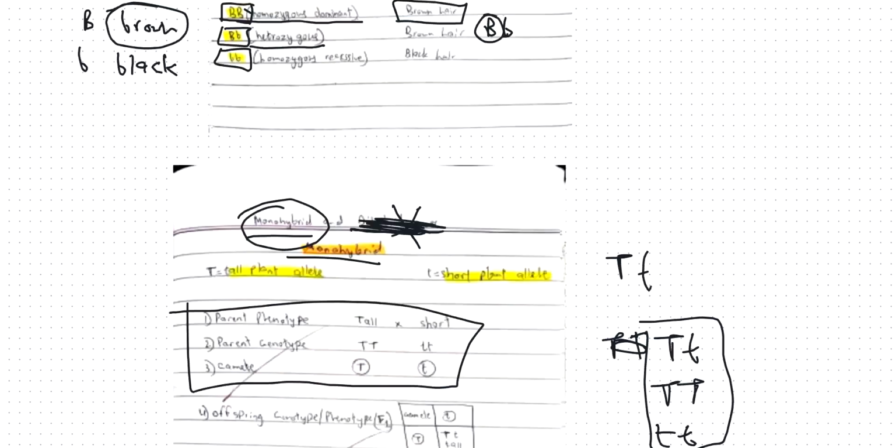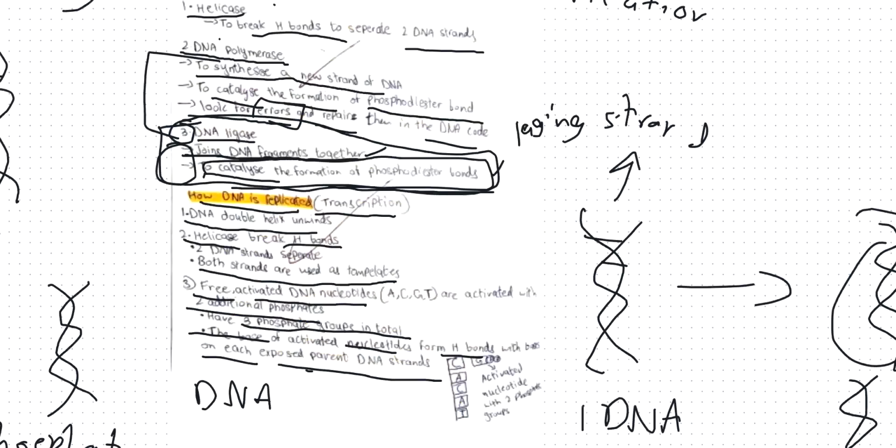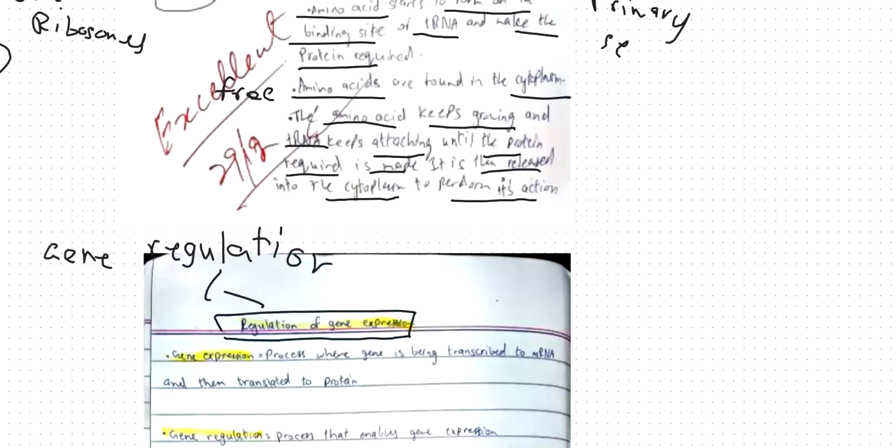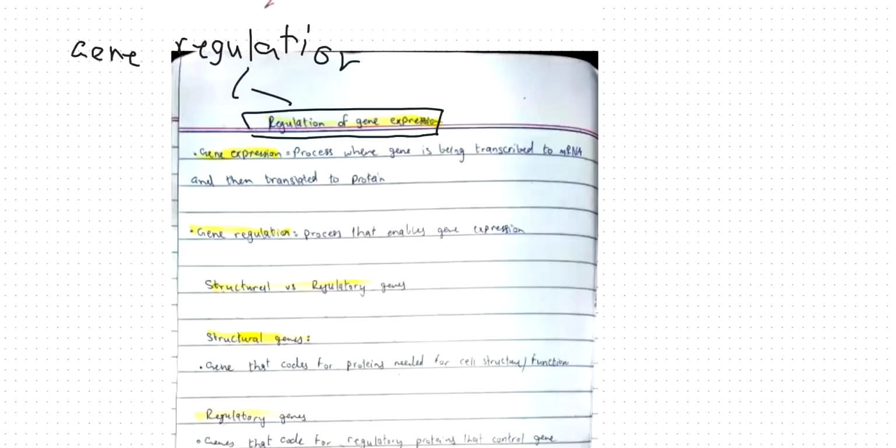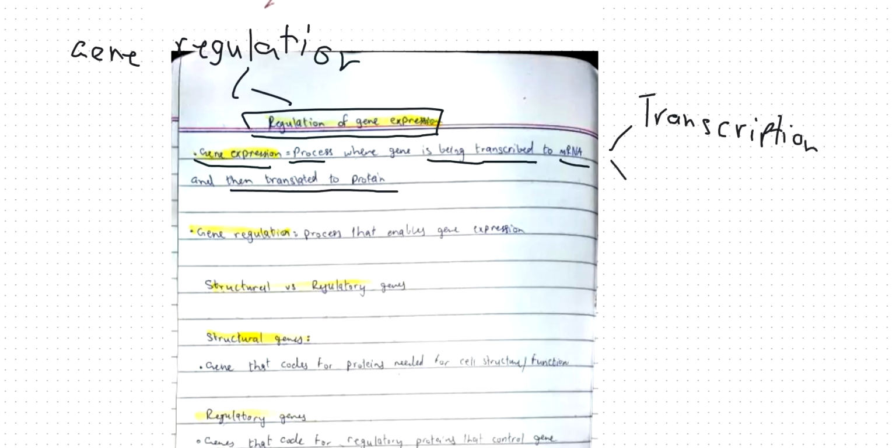So this was me doing all of the stuff earlier. So today we'll focus on gene regulation. What is gene expression? We did gene expression in the last class. Gene expression is the process where a gene is being transcribed to mRNA and then translated to protein. So gene expression is transcription and translation. And gene regulation is what we'll do today. Gene regulation is the process that enables gene expression. So without gene regulation, you cannot have gene expression.